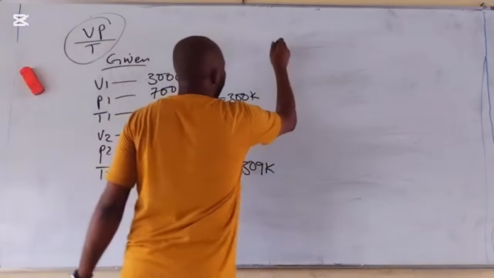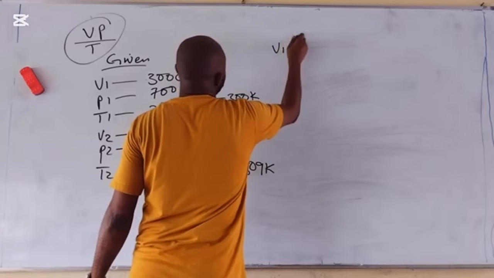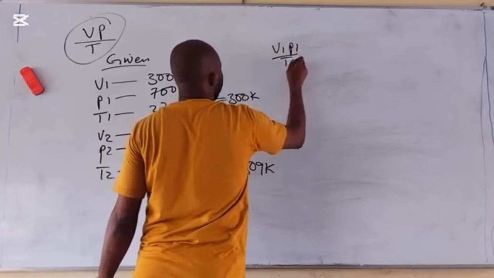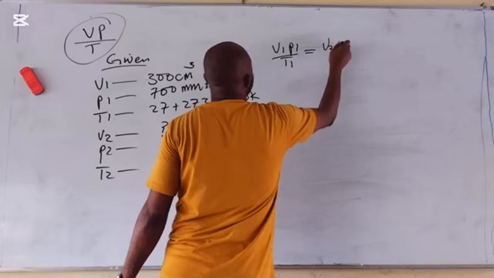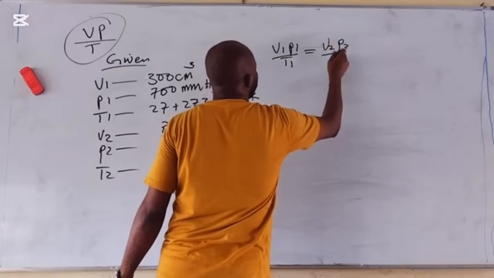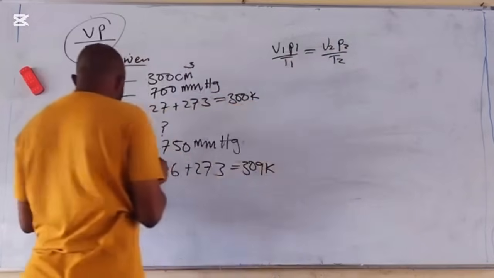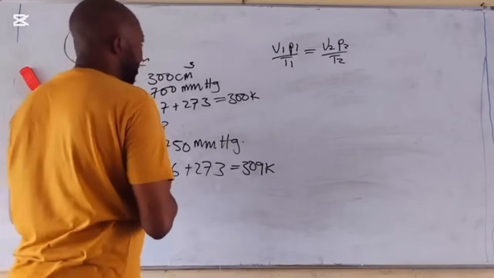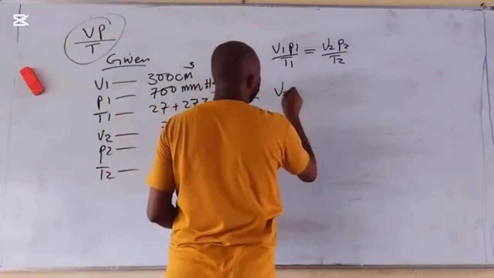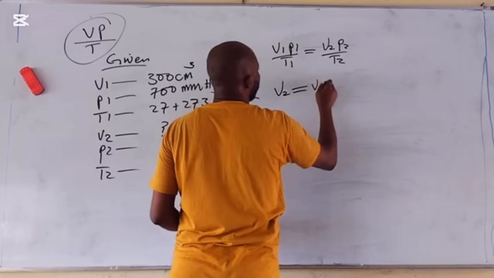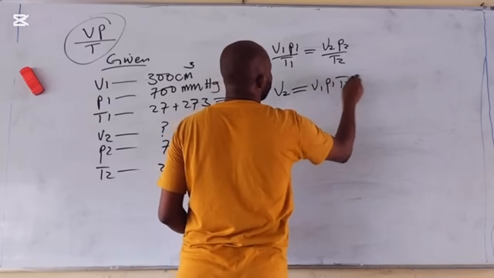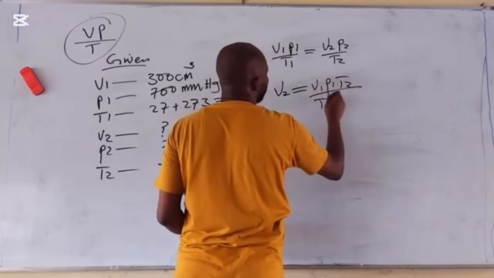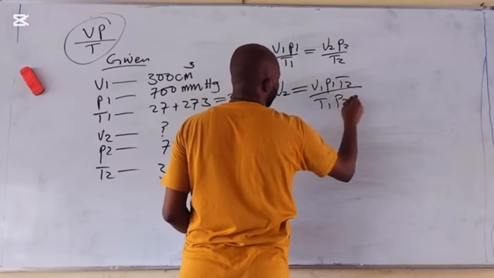We have V1 P1 over T1 is equal to V2 P2 over T2. We are looking for V2 again. So V2 is equal to V1 P1 T2 over T1 P2.